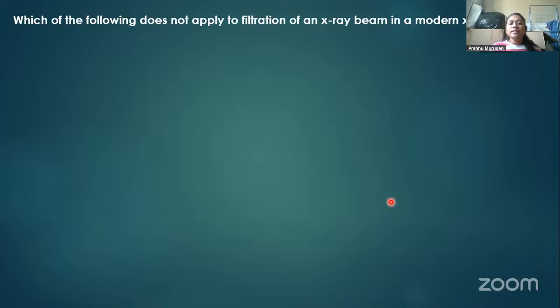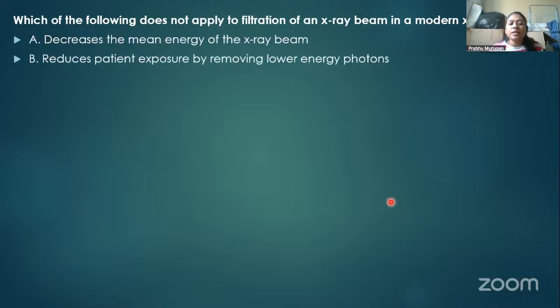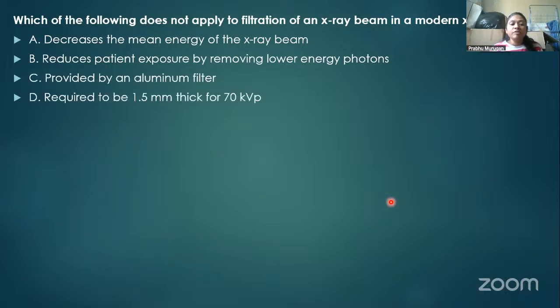Okay, so which of the following does not apply to filtration of an X-ray beam in a modern X-ray unit? Decreases the mean energy of the X-ray beam, reducing the patient exposure by removing the low energy photons, provided by an aluminium filter required to be 1.5 millimeter thickness for 70 kVp. See, basically they're asking which one does not apply to the filtration, right? So in a modern X-ray unit, obviously we use an aluminium filter. Second thing is obviously it should be 1.5 mm of thickness. And your filtration is also to reduce the patient exposure by removing the low energy photons. The one that does not apply to it is the decrease in the mean energy.